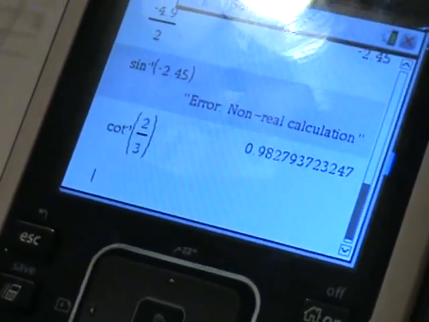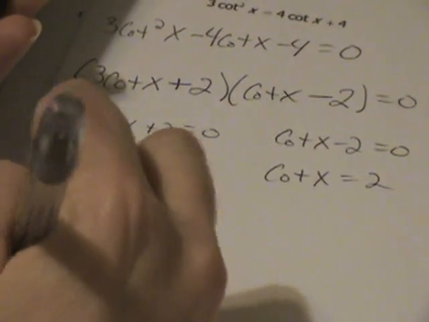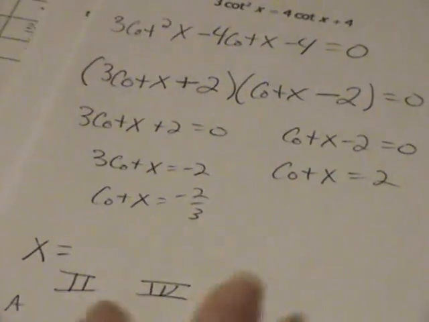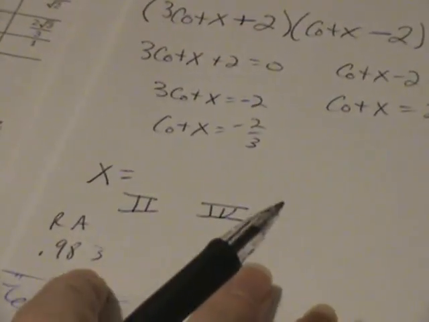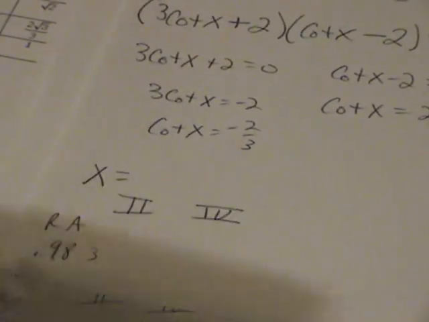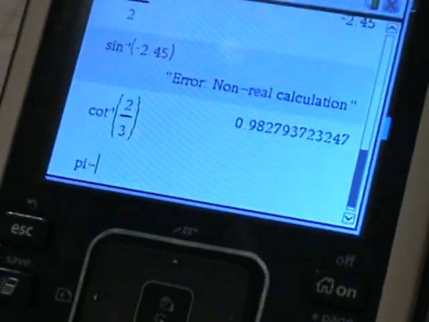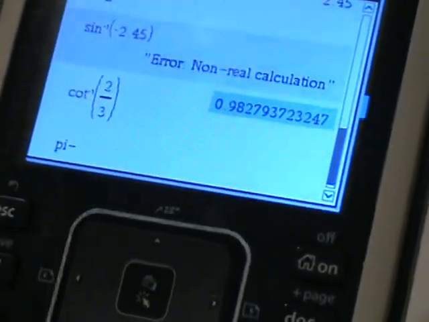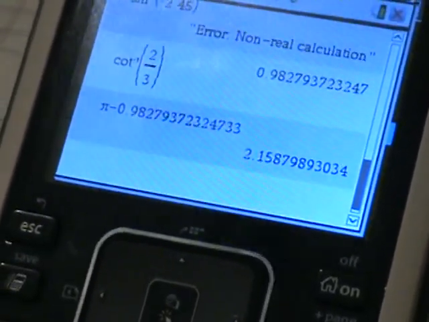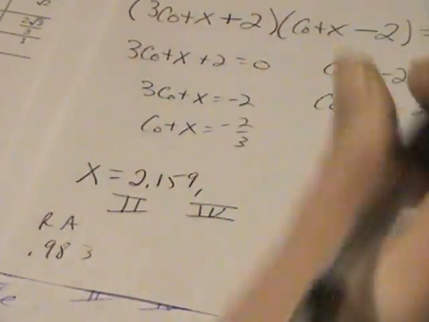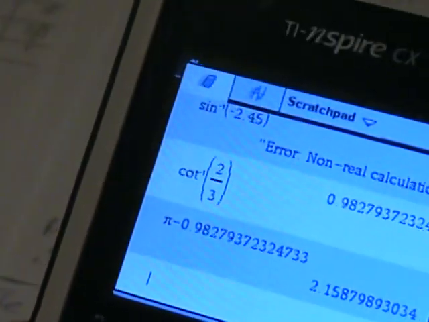Negative 2, I got 0.983. Alright, so I'm just going to write down that number, 0.983. That's my reference angle. So I'm just writing down that much. Remember, I'm going to use everything. So for quadrant 2, we're going to say pi minus, go up and grab the whole thing, 2.159.